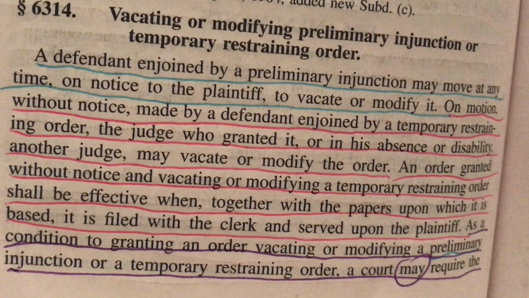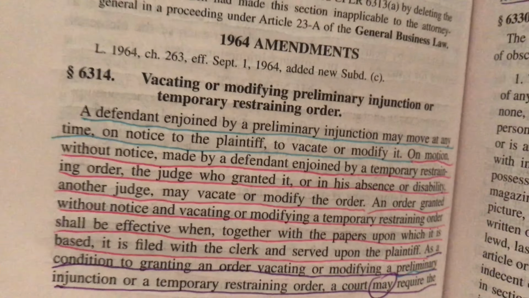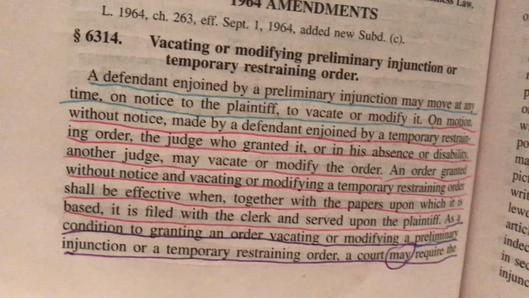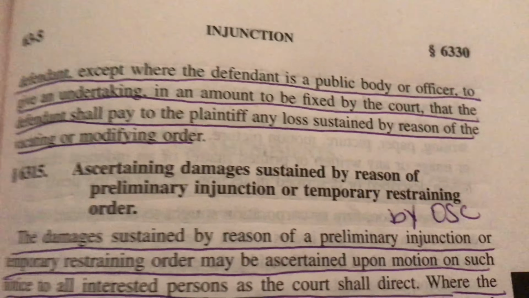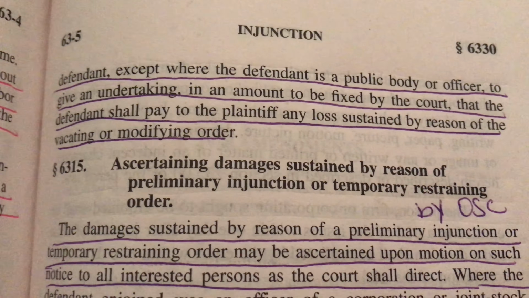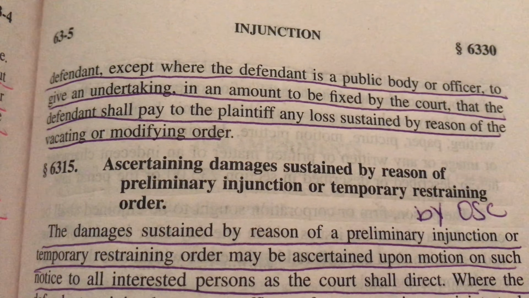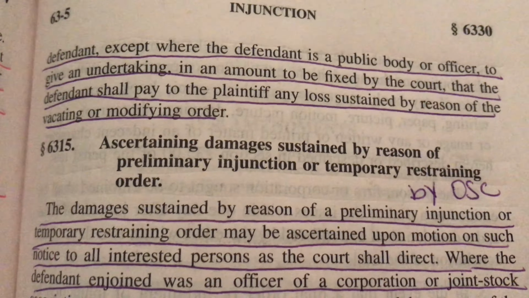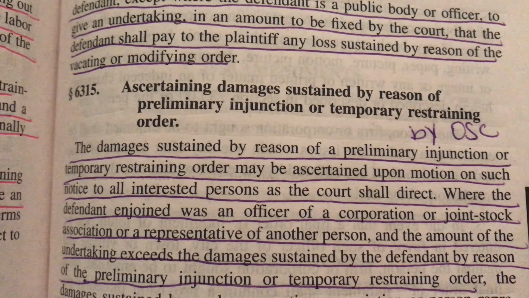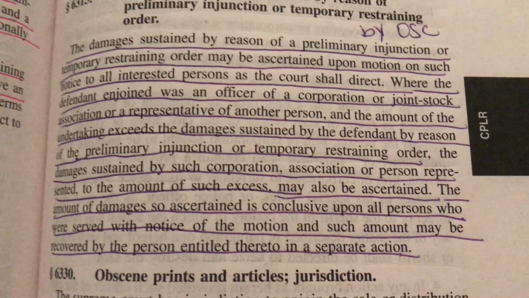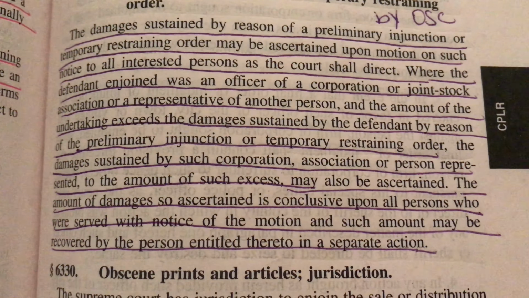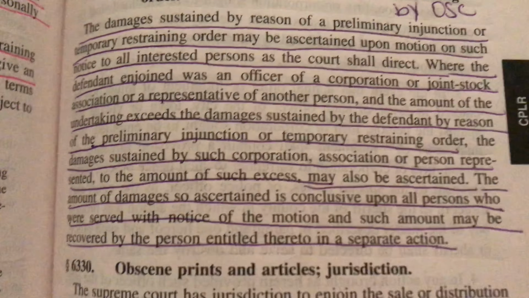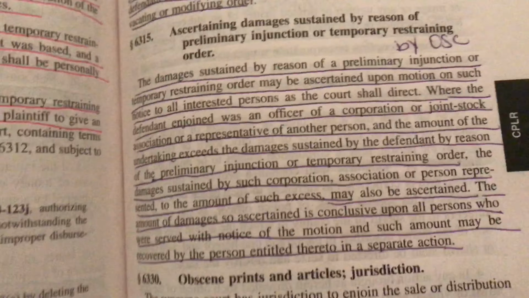As a condition to granting an order vacating or modifying a preliminary injunction or a temporary restraining order, the court may require the defendant, except defendant who is a public officer or body, to give an undertaking in amount fixed by the court. Then the ascertaining damages is the same as in the other video. It's the same for the TRO and the same for the preliminary injunction. That's why it's underlined in purple there. And again, 6330, I can't bring myself to read that.